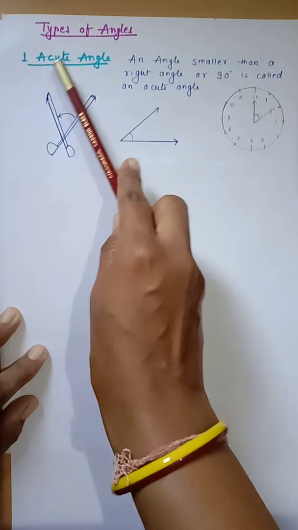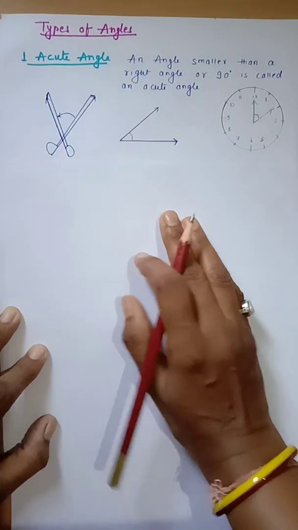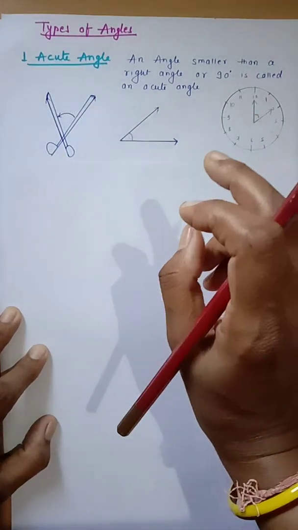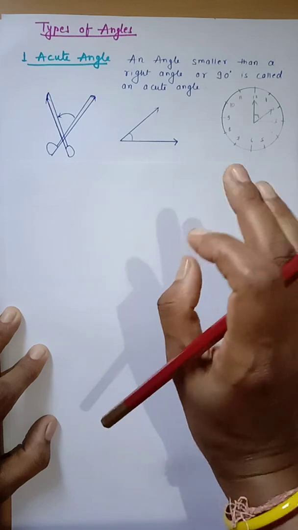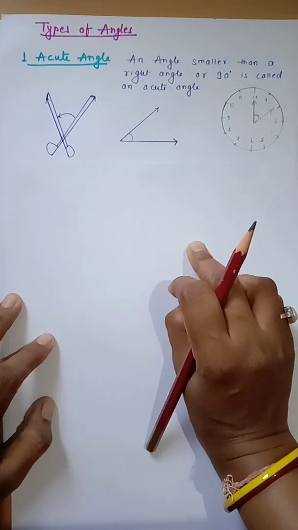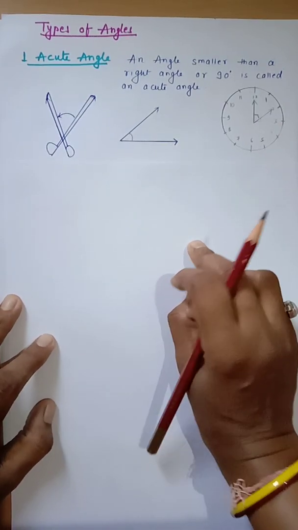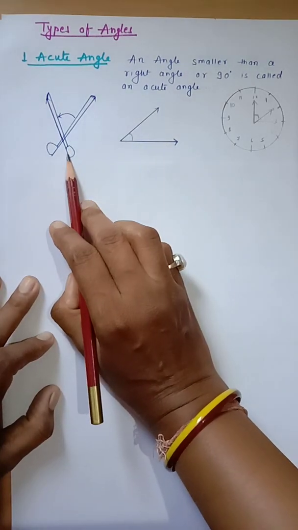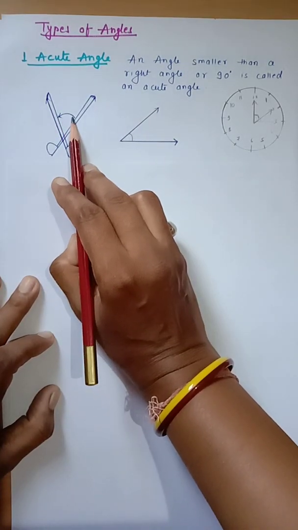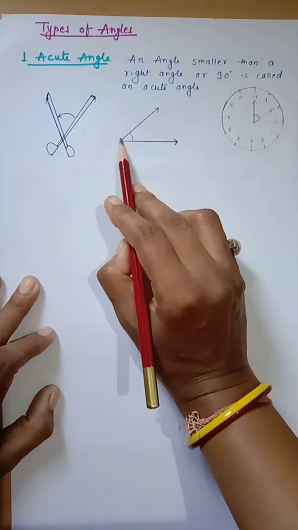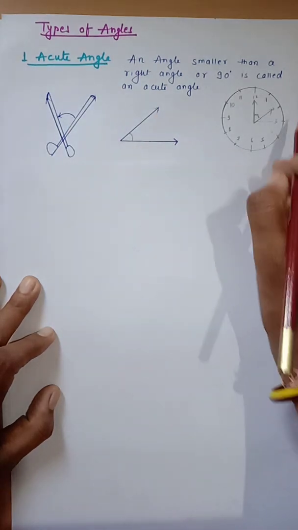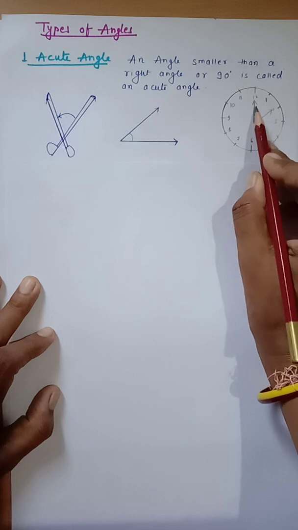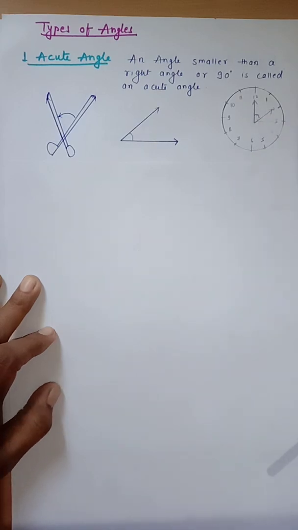Let us first see acute angle. Acute angle, an angle whose measurement is less than 90 degree, like 30 degree, 40 degree, 50 degree. Look at here, this is our clock. It forms an acute angle. This is less than 90 degree, and in the clock it is 2 o'clock, so it forms an acute angle.